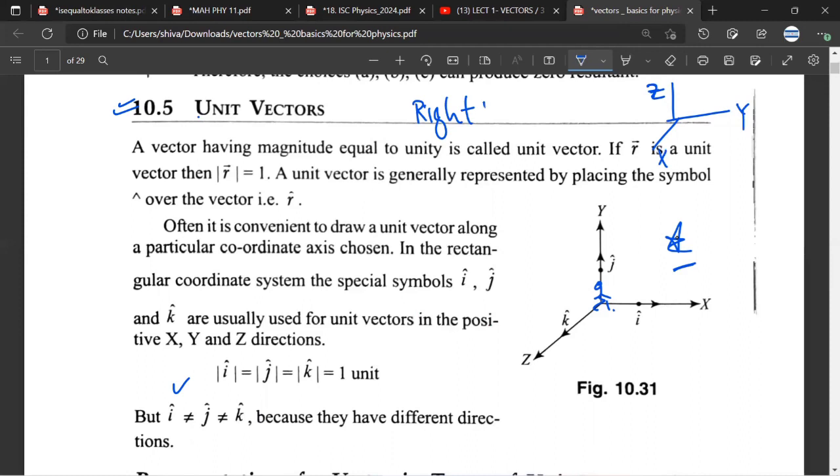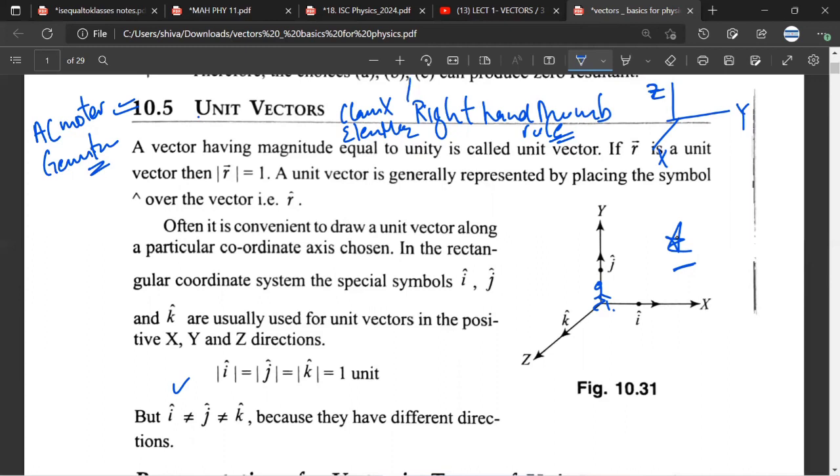There is something called the right hand thumb rule. The first time you would have heard this rule was in class 10th when you were doing electromagnetism, the motor and the generator. Then you would have heard about the electric current, the direction of the magnetic field, and Fleming's right hand thumb rule. Yes, that's it.